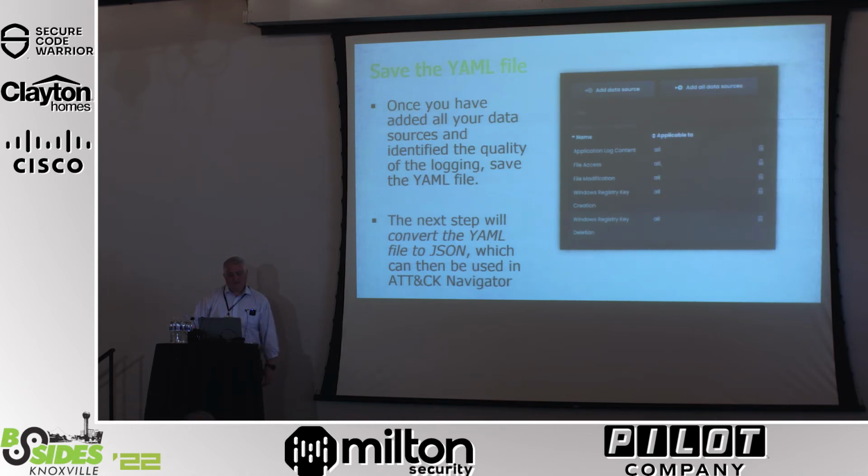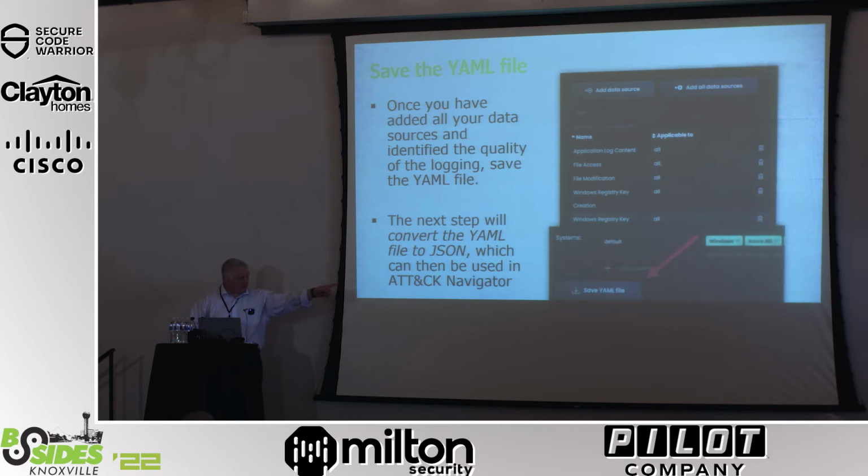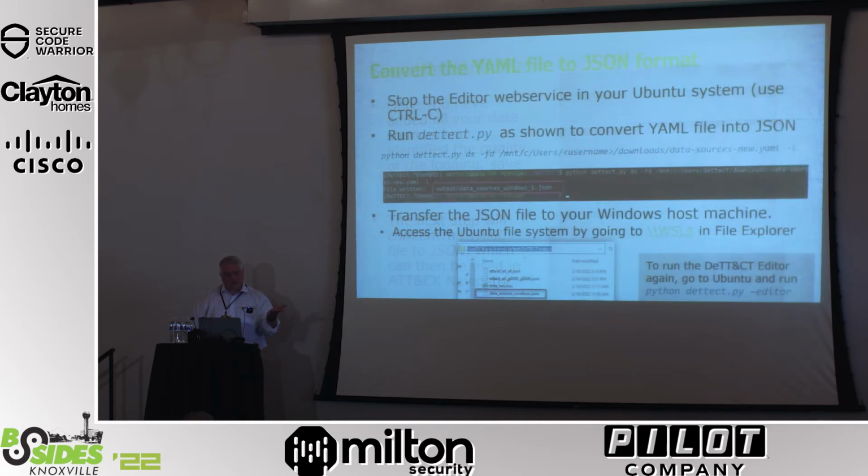Next, you're going to save the YAML file, which is just this little button down here, Save YAML File. And then the next step is you want to convert that YAML file into JSON format. To convert it into JSON format, again, because you're using the DeTTECT tool, and the DeTTECT tool had started the editor, the web page, you need to stop that. So you do Control-C to stop the editor so that you can shift gears and run the script that does the conversion of the YAML file into JSON. And that's the command that you run.